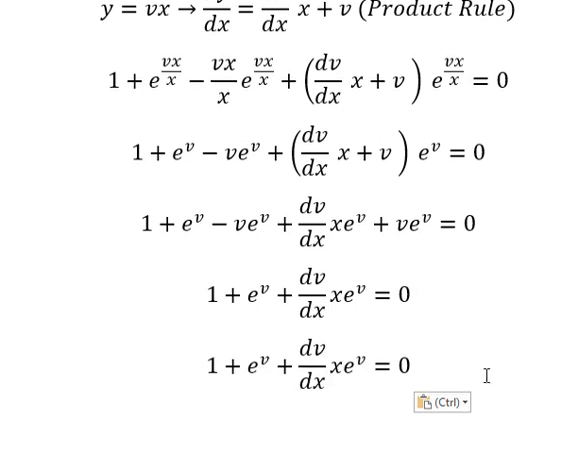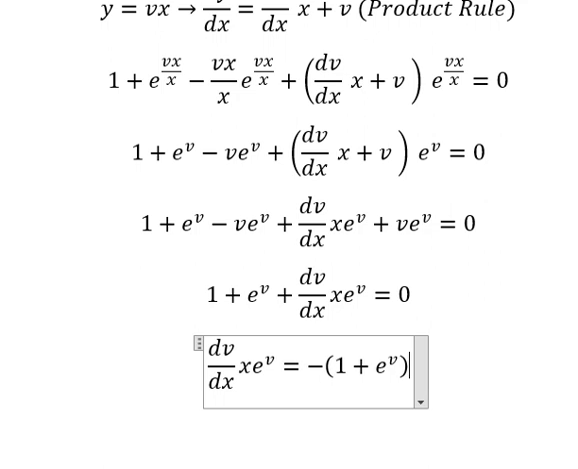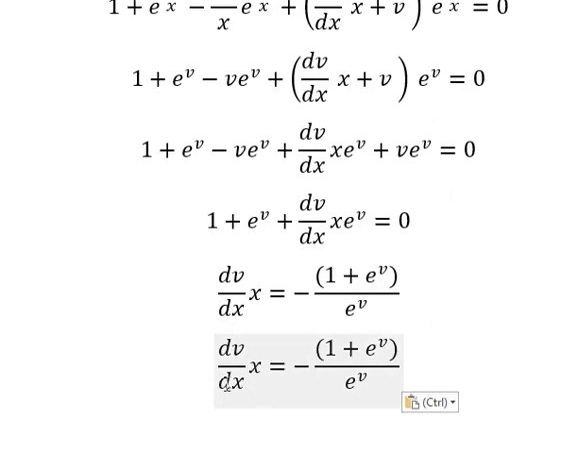Next, I will put this one go to the right and we divide both sides by e to the power of v. Now I will put the x and x go to the right. This one go to the left.